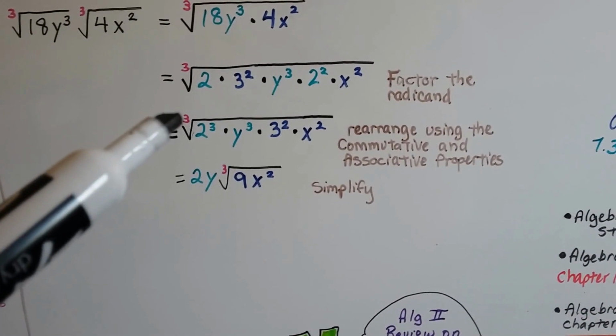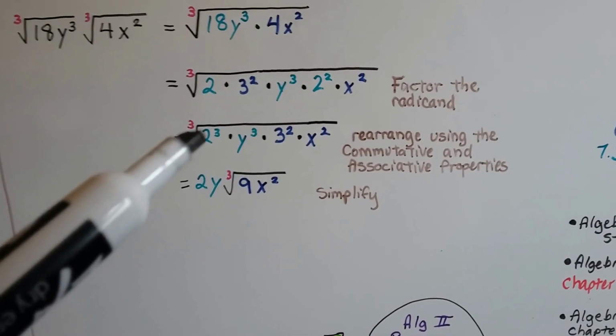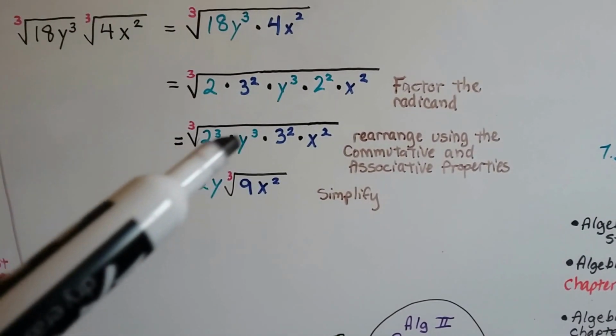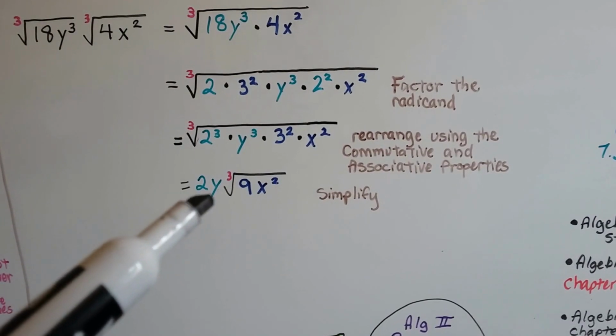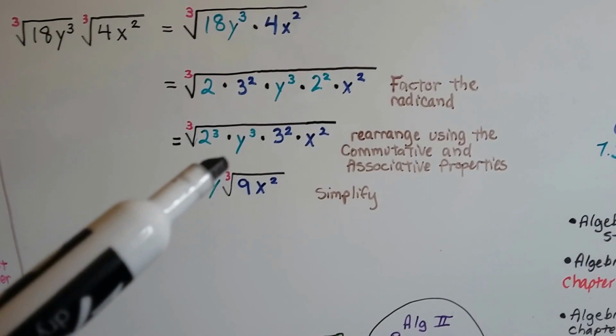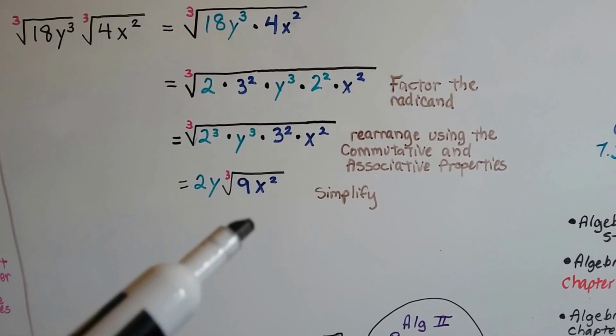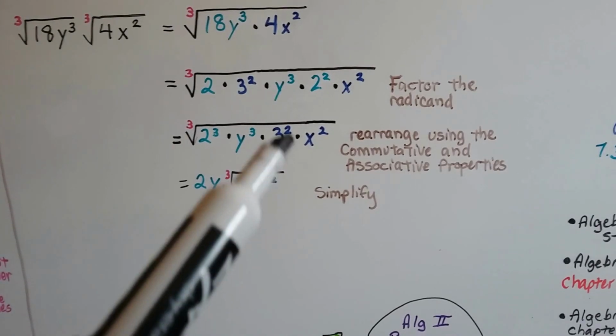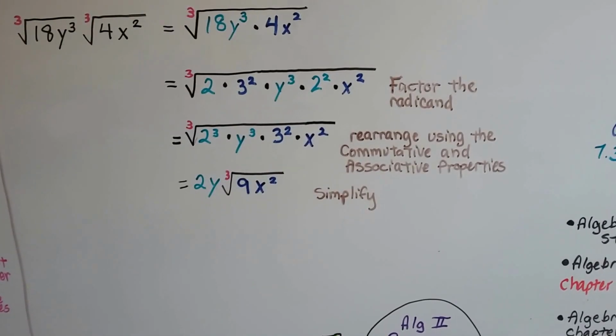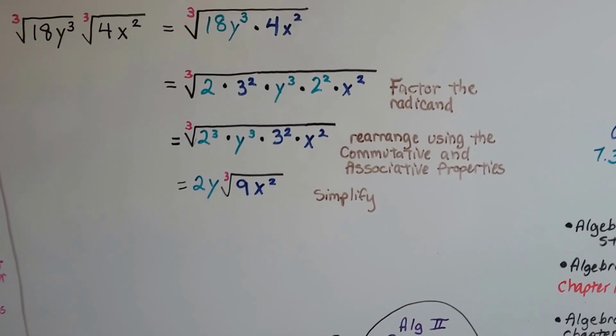And now, because this is a cube over here, it's a 3, we can pull these out of the radical sign, can't we? So now we've got 2y times the cube root of 9x squared. See? Because 3 times 3 is 9, we got the x squared. See? When we simplify, all right?